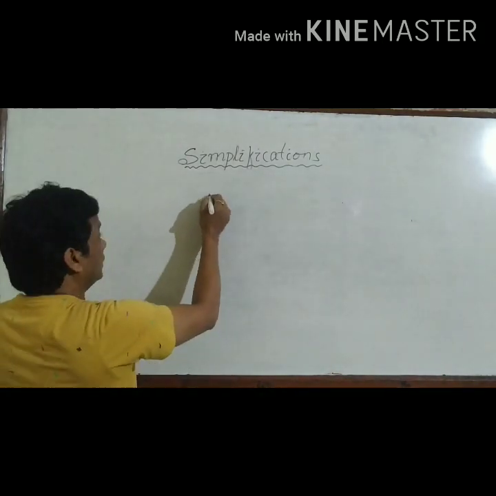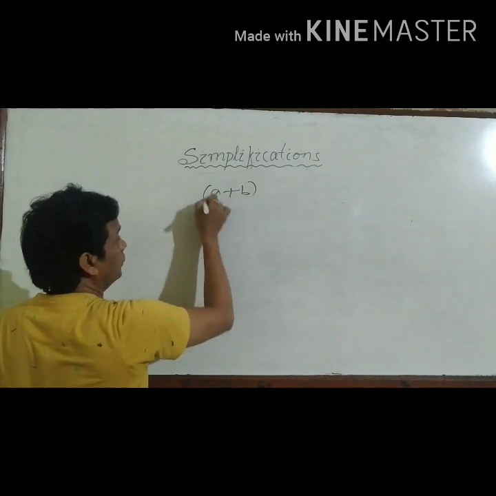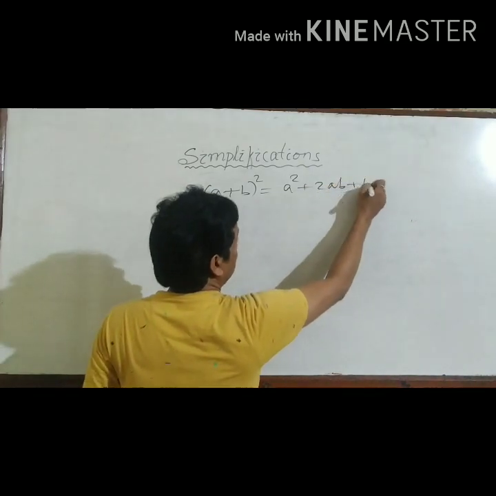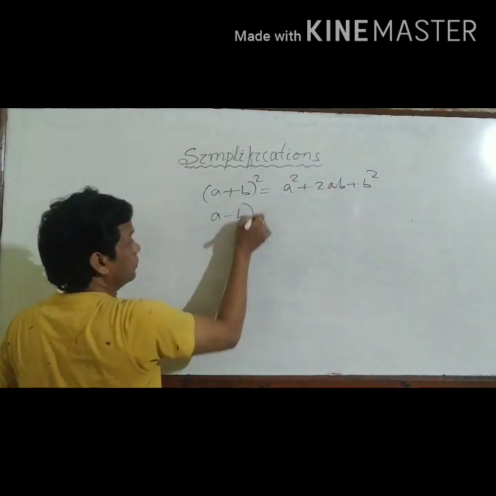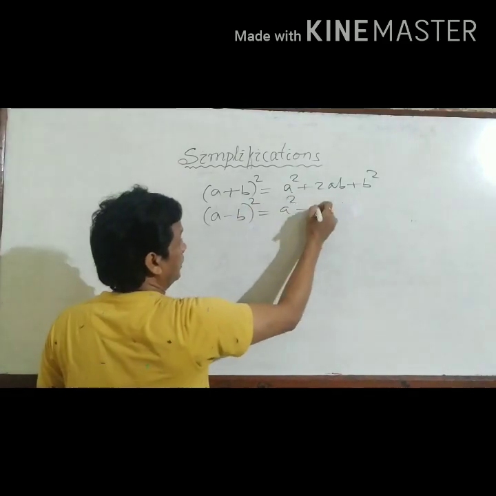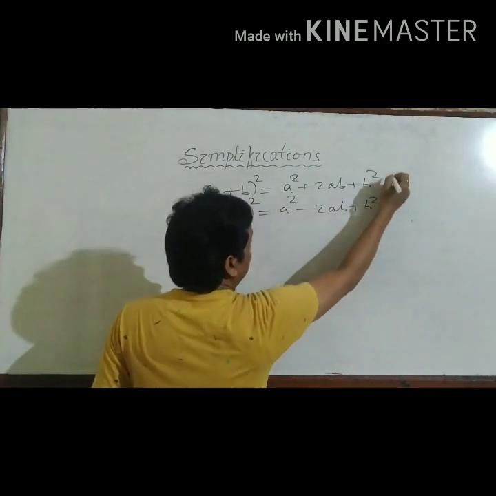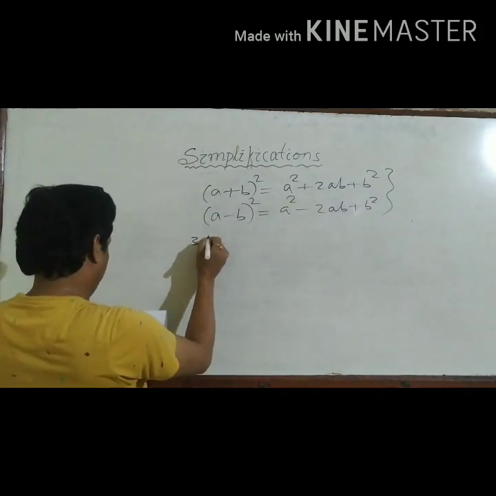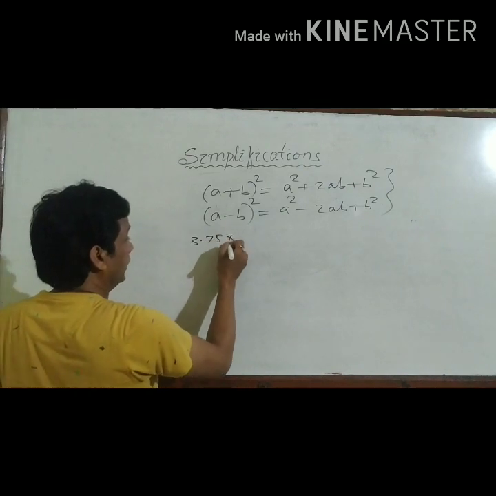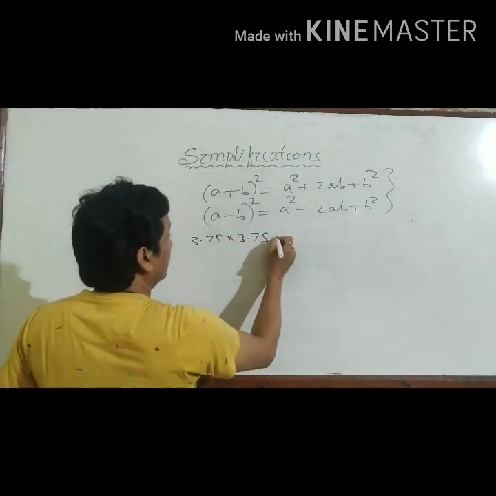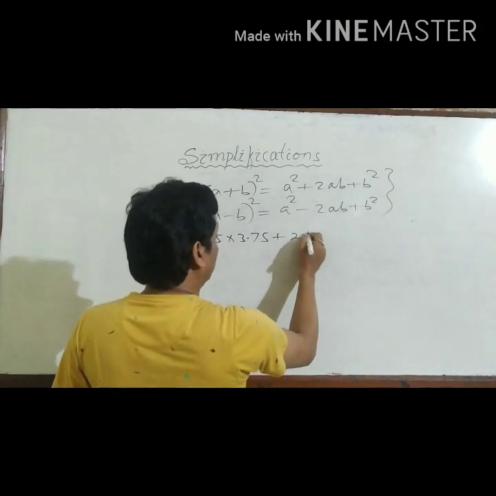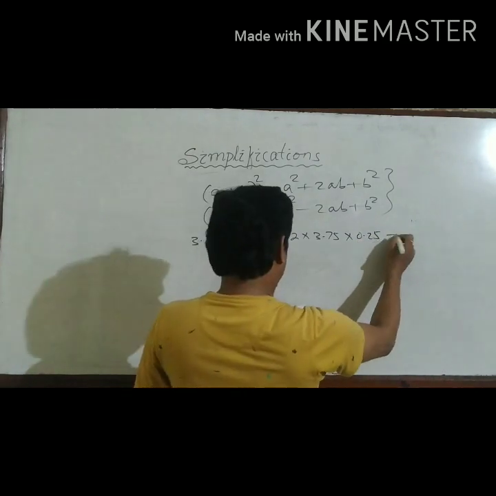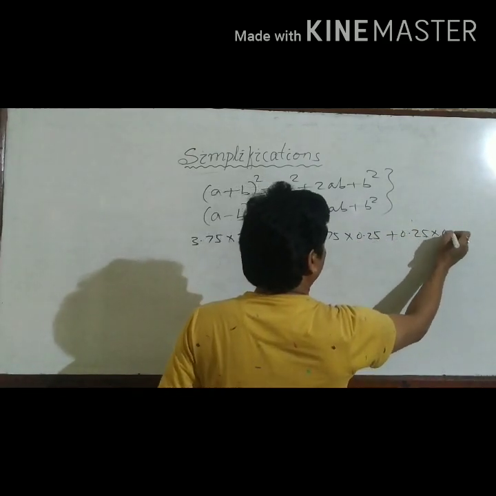Another formula, see here. A plus b whole square. Already you have known from class 6. A plus b whole square is a square plus 2ab plus b square. And another formula, a minus b whole square is equal to a square minus 2ab plus b square. And how to use these formulas? See here. 3.75 into 3.75 plus 2 into 3.75 into 0.25 plus 0.25 into 0.25.